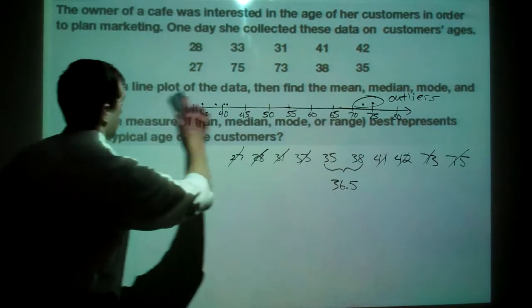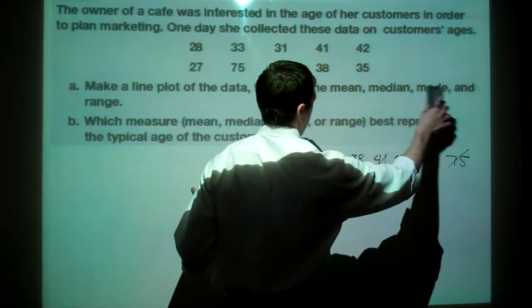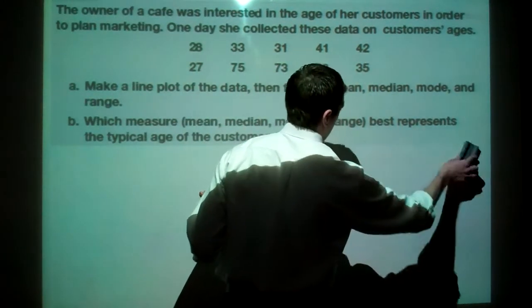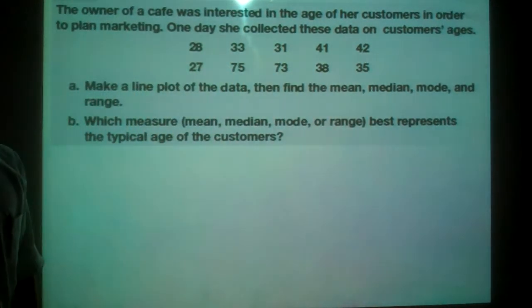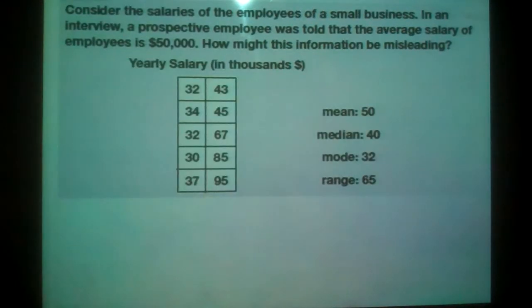So not only do we need to be able to find the mean, median, mode, and range, we want to know what we can use them for. Oops, sorry. So for instance, let's take a look at this. Consider the salaries of the employees of a small business. In an interview, a prospective employee was told that the average salary of employees is $50,000. How might this information be misleading? So let's take a look.